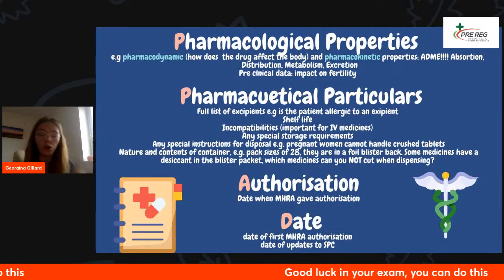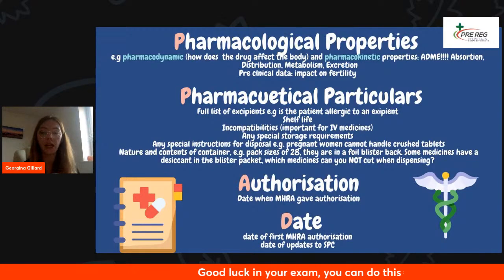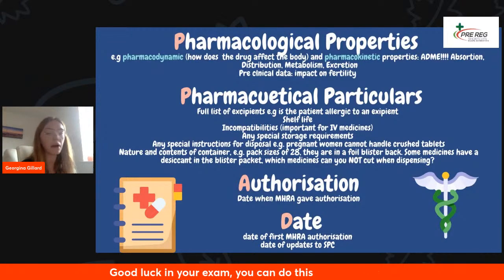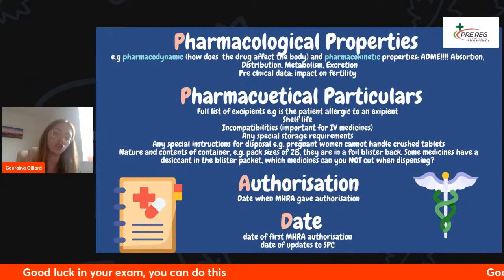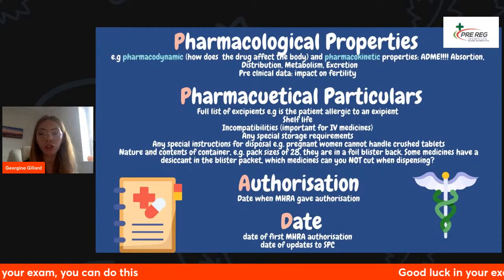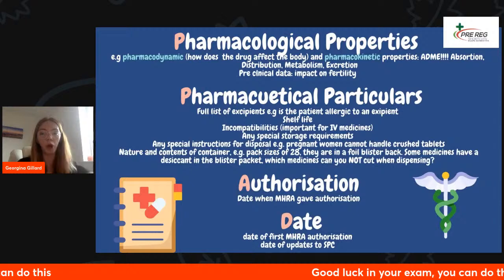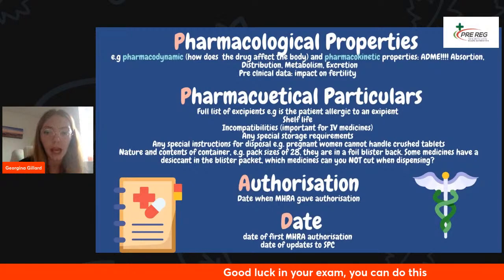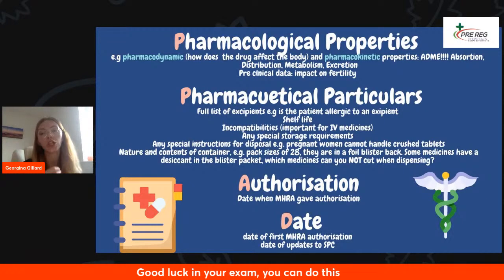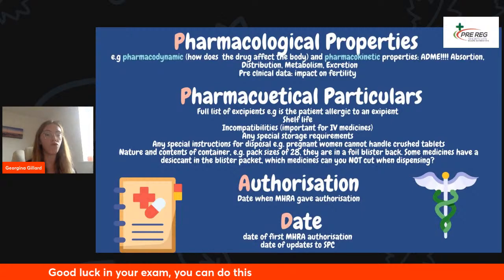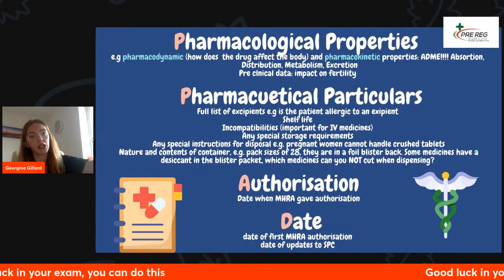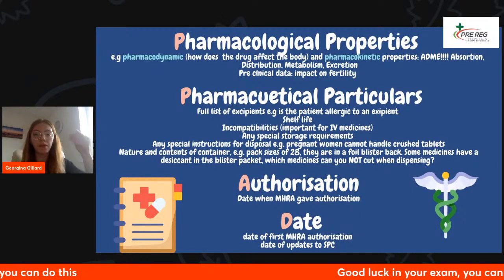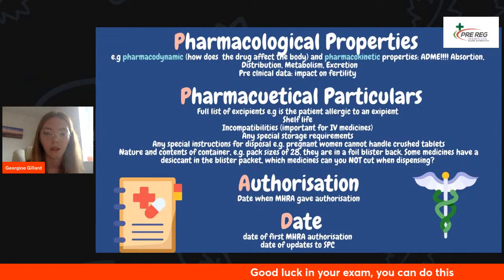So what you can do now, if you understand the structure of the SPC, if you have a question about therapeutic indications, you can go straight to clinical particulars, go to your indications, boom, Bob's your uncle, there's your answer. If there's a question about side effects, you can go, right, that's going to be under clinical particulars, under undesirable effects, boom, there's my side effect information.